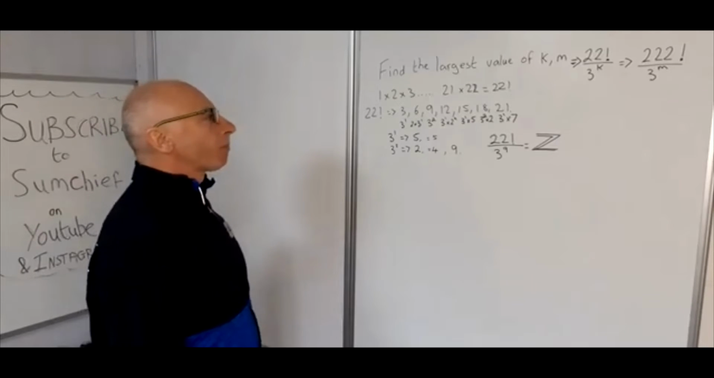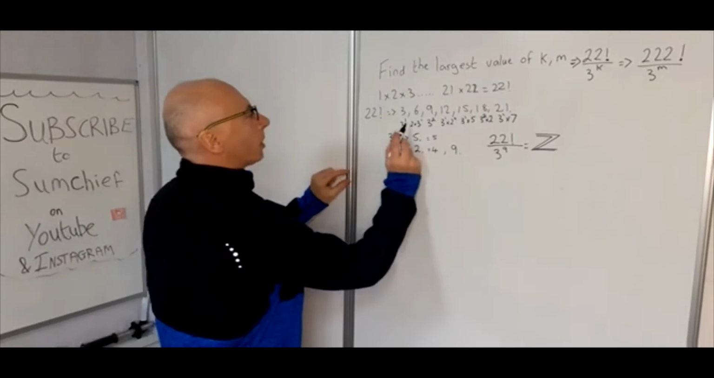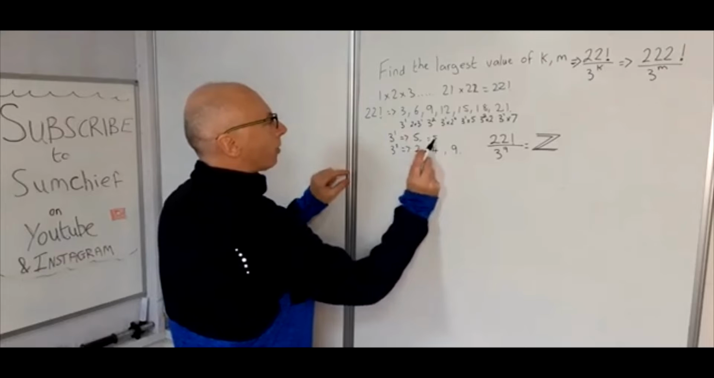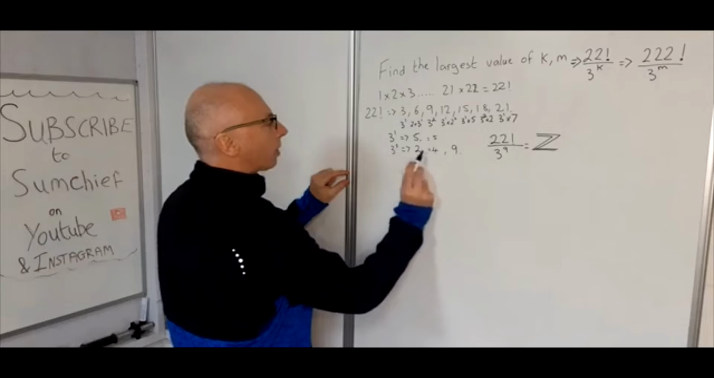So if we just take a look at these numbers here, there's 5, which is 3 to the power of 1, and there's 4, which is 3 to the power of 2.